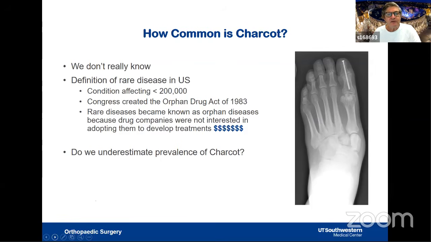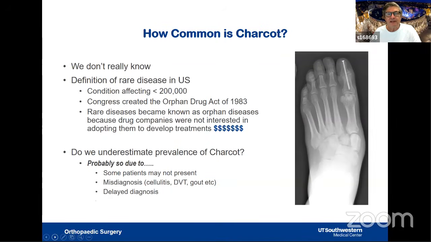And so I would say to you that we probably underestimate the prevalence of Charcot for a number of reasons. One is some patients may not present to us. Number two, patients are often misdiagnosed as cellulitis, deep vein thrombosis, or even gout. And finally, there's a delay in diagnosis.